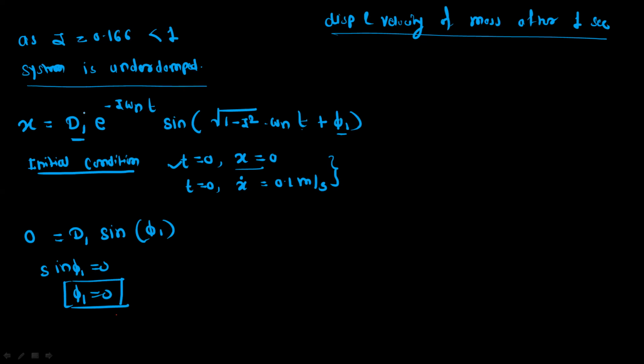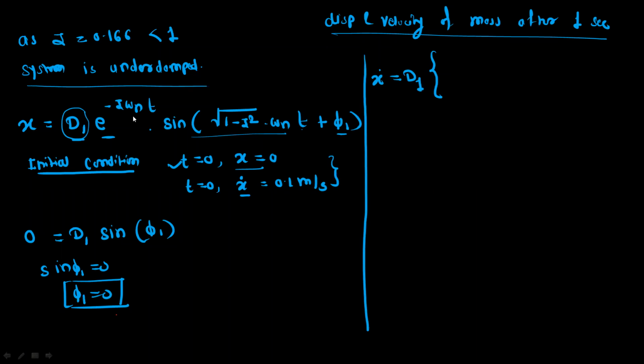Now we should calculate the value of D1. So we should use the second condition. But for the second condition, we should have the equation for x dot. So differentiate this complete equation. So x dot is equal to the differentiation of this equation. Here we should use the product rule for the differentiation. So this is the first term and this complete is the second term, and take D1 as a constant. So D1 in bracket.